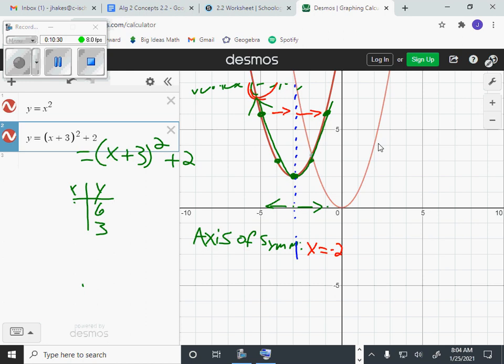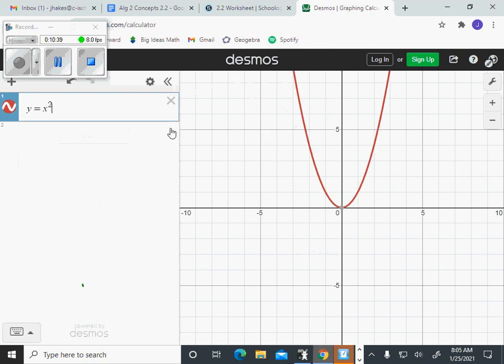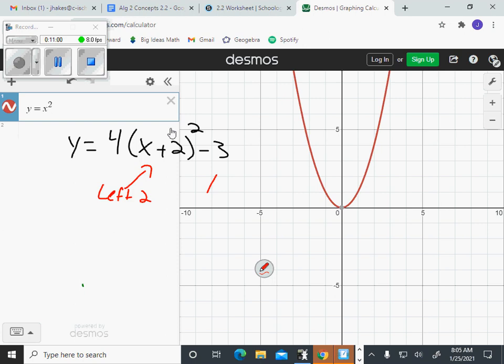So I think you guys should be good on the graphing part. We're just plugging in x and y's after we find our vertex. I want to focus more on the axis of symmetry here. If I had y equals 4 times x plus 2, minus 3, that's squared right there, where's my vertex? That moves it left 2, and this moves it up 3. So if I'm at 0, 0, I go left 2 and up 3. So it should be at negative 2, 3. There's my vertex.